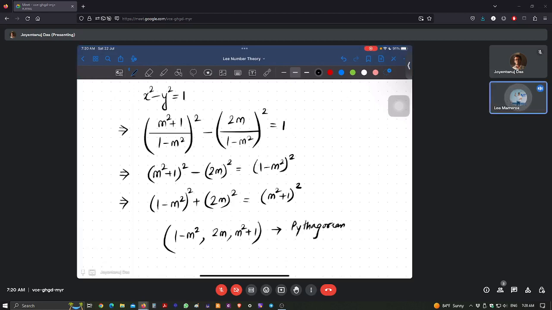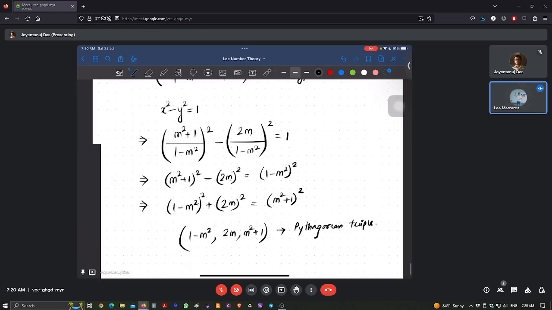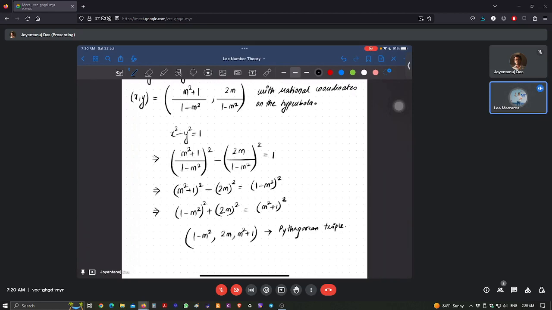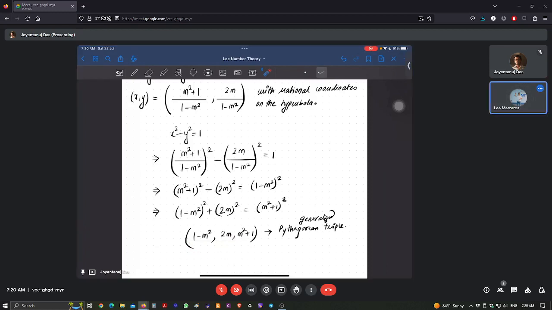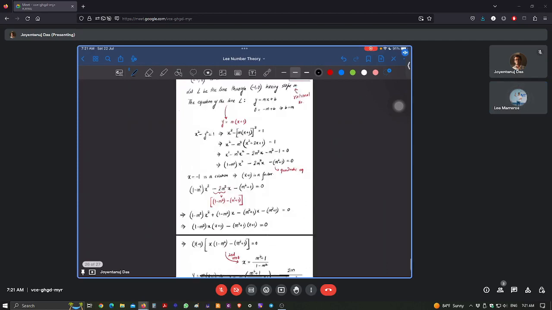I see. So anything of the form a squared plus b squared equals c squared is considered a Pythagorean triplet. Actually, it is not exactly a Pythagorean triplet because m is a rational number, and for Pythagorean triplets we consider only integers a, b, c. So in a generalized sense I am saying it is a Pythagorean triplet because it satisfies that form of equation. Okay, so this is fine. Interesting. So this was the third one.